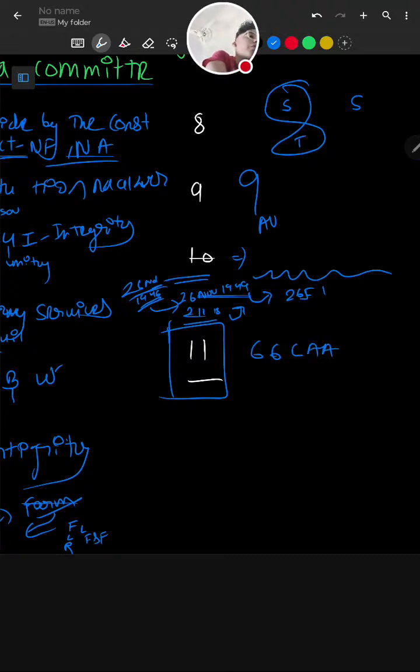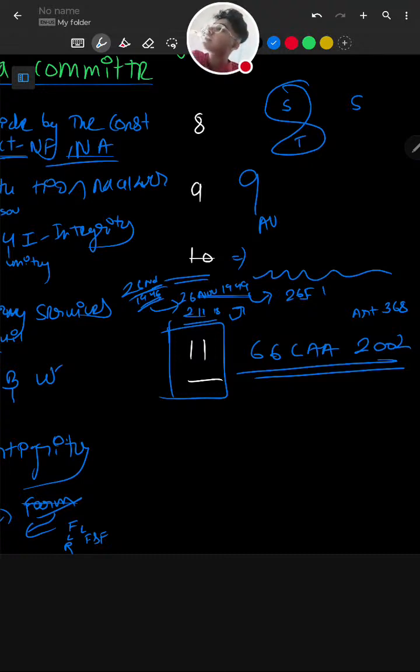As I told you, Constitution Amendment Acts are from Article 368, and amendment basically means you want to change something. Amend means change, right? So Constitution amendment means you want to change an article or add an article, adding or subtracting, there's a change there. So the 66th Constitution Amendment Act of 2002, and this fundamental duty says that children between 6 to 14 should go to school and all that.